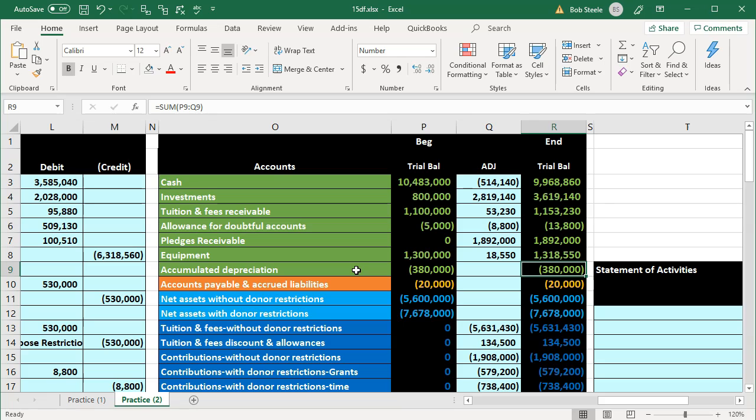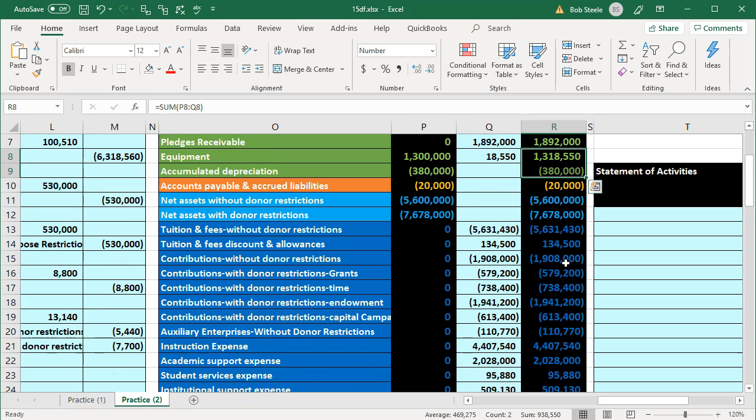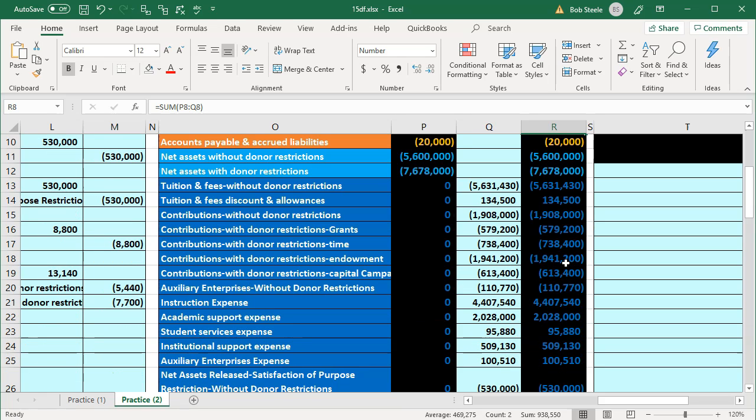We're going to then record the contra asset of accumulated depreciation to allocate the value or cost of the equipment over its useful life. That means it's going to go up in the credit direction. As it does so, it brings the book value, cost minus accumulated depreciation, down. Then down below, however, we're not going to just record depreciation expense. We're going to allocate it to these categories, that being instruction expense, auxiliary enterprises, and academic support.